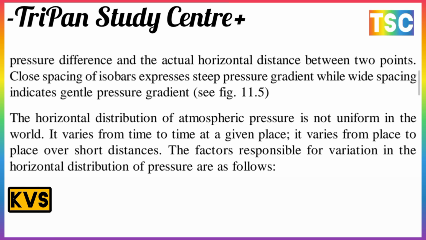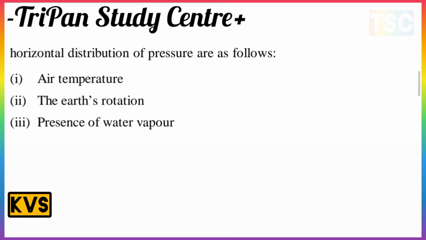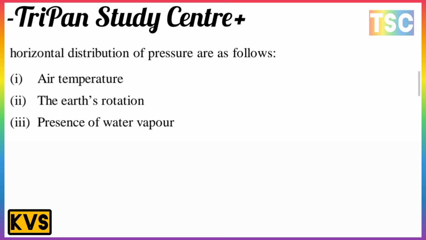In the figure, the horizontal distribution of atmospheric pressure is not uniform in the world. It varies from time to time at a given place, and from place to place over short distances. The factors responsible for variation in the horizontal distribution of pressure are as follows. The three factors are air temperature, the earth's rotation, and the presence of water vapor.